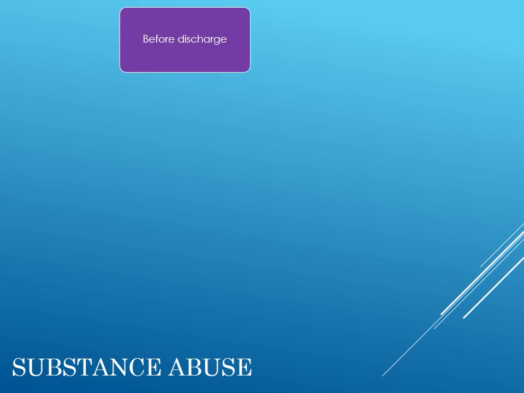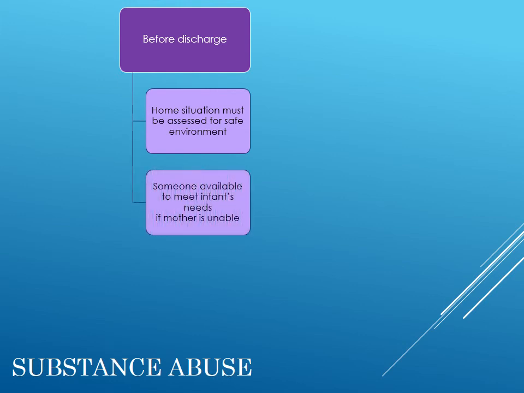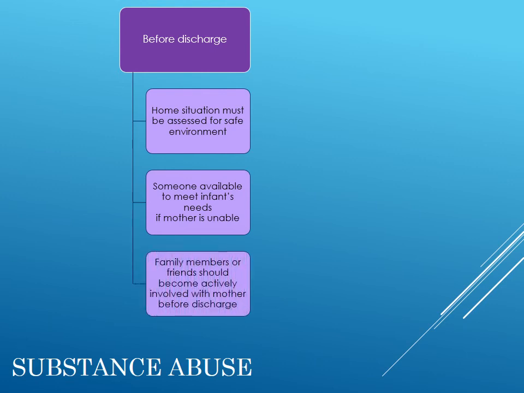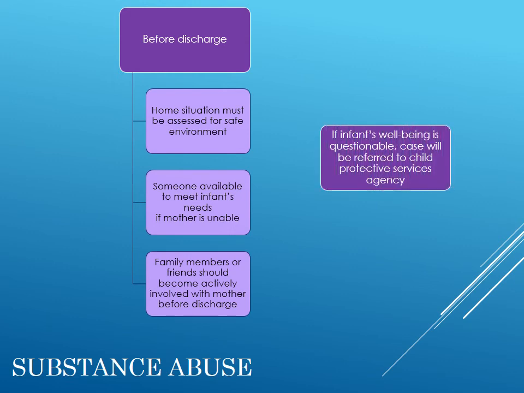Before discharge, the home situation must be assessed to ensure that it will be safe for the infant. Support systems should also be assessed to ensure that there is someone available to meet the infant's needs if the mother is unable to do so. The nurse should have involved family members early to have them become actively involved before discharge. If at any time the infant's well-being is questioned, the family should be referred to Child Protective Services. The nurse needs to be aware of the hospital policy regarding referral to Child Protective Services. If the mother is not in treatment, there may be a hospital policy in place that states that a positive drug test is an automatic referral to Child Protective Services.